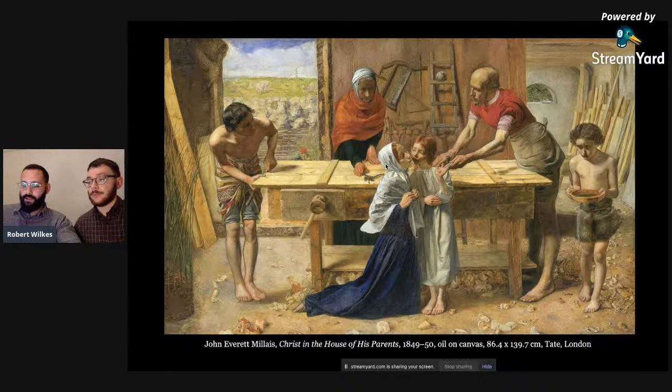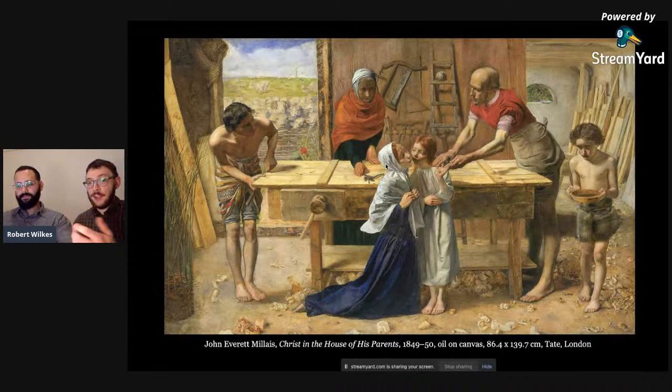So Millet, as you can tell from these descriptions, had caused a lot of offense by depicting the Holy Family in a manner that was shockingly realistic.